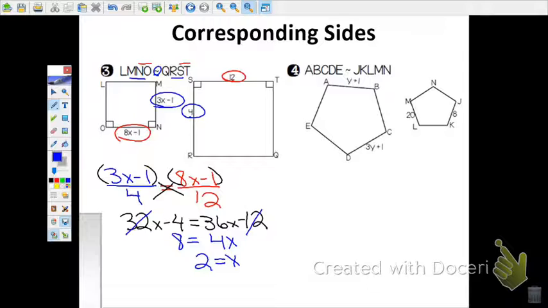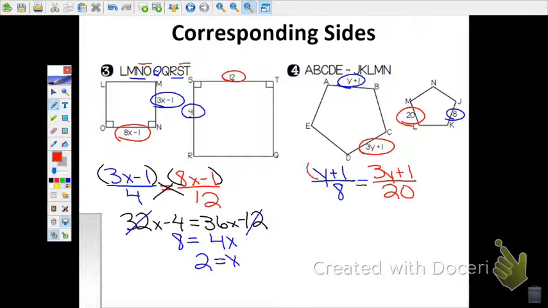Number 4, I need to find y. So I'm starting with this bigger one on the left. So y plus 1 corresponds with which one on the other polygon? JK, which is 8, equals 3y plus 1, which corresponds with LM, which is 20.